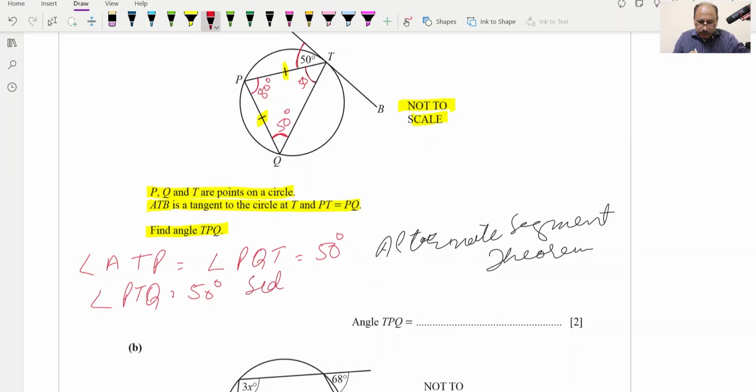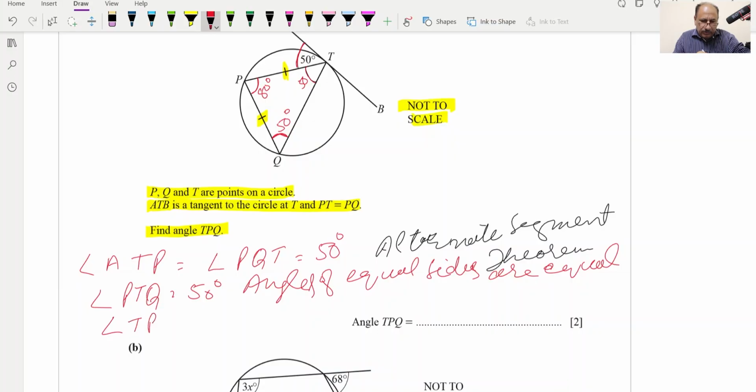Sides opposite, basically, angles of equal sides are equal. So this is the reason which we have mentioned, and now the remaining angle TPQ will be equal to 80 because of the sum of angles of a triangle, basically this one we can write.